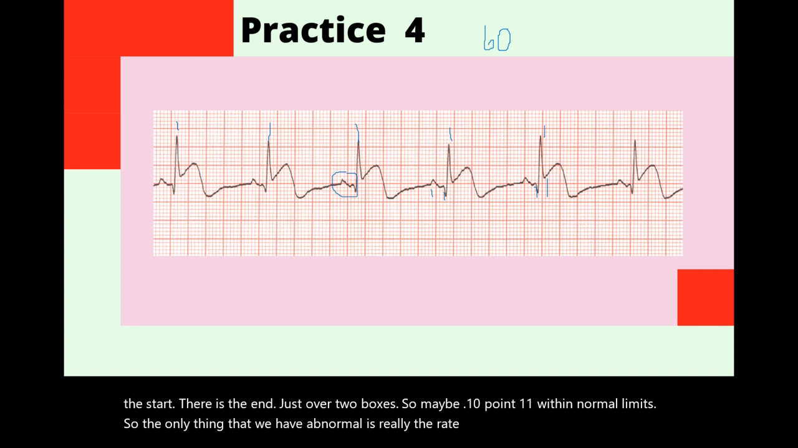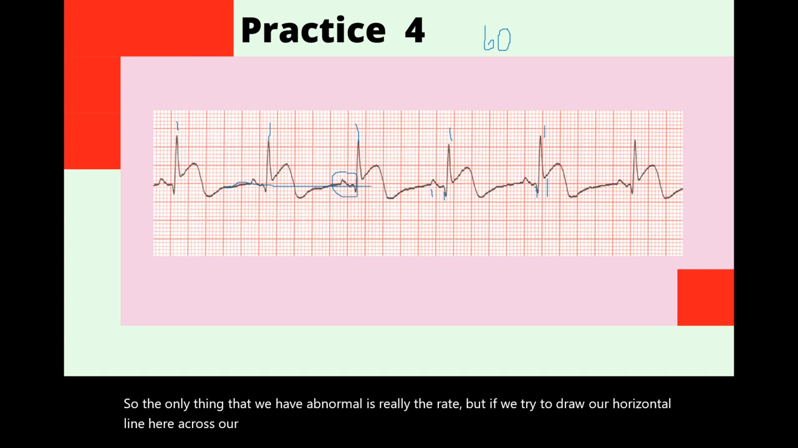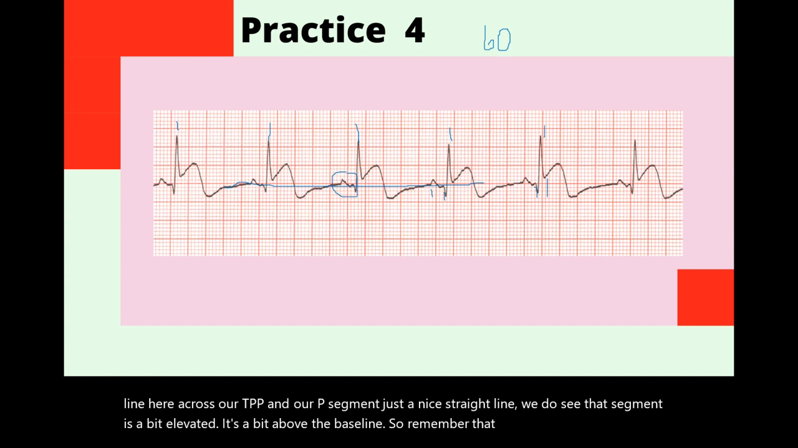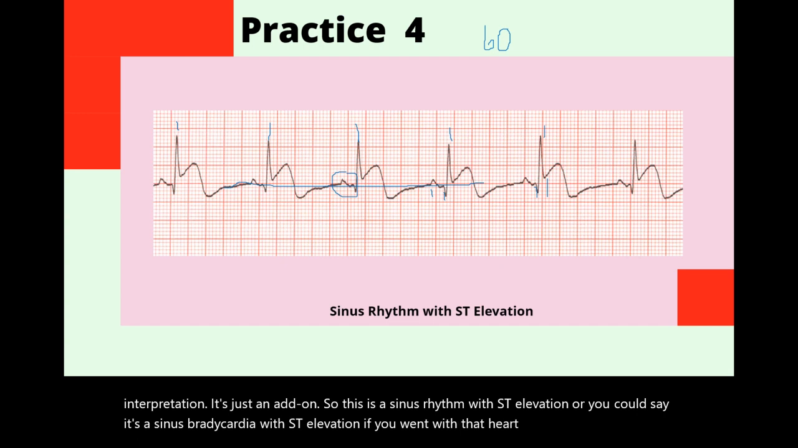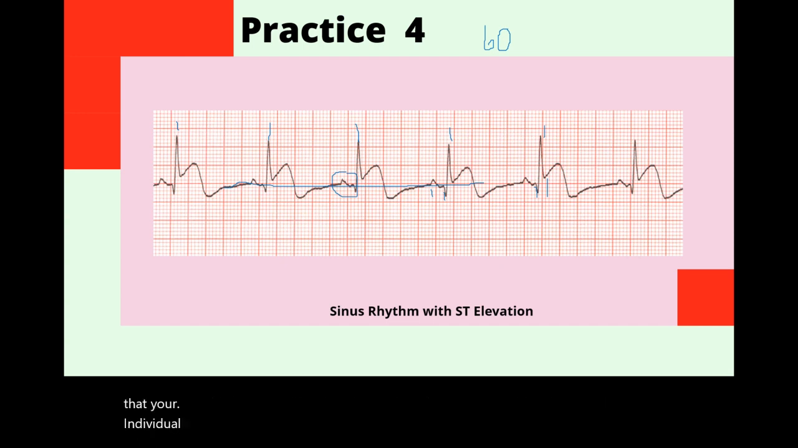But if we try to draw our horizontal line here across our TP and our P segment, just a nice straight line, we do see that that ST segment is a bit elevated. It's a bit above the baseline. So remember, that doesn't change your rhythm interpretation. It's just an add-on. So this is a sinus rhythm with ST elevation, or you could say it's a sinus bradycardia with ST elevation if you went with that heart rate of 58. Just make sure that your individual step-by-step interpretation matches your answer at the end.